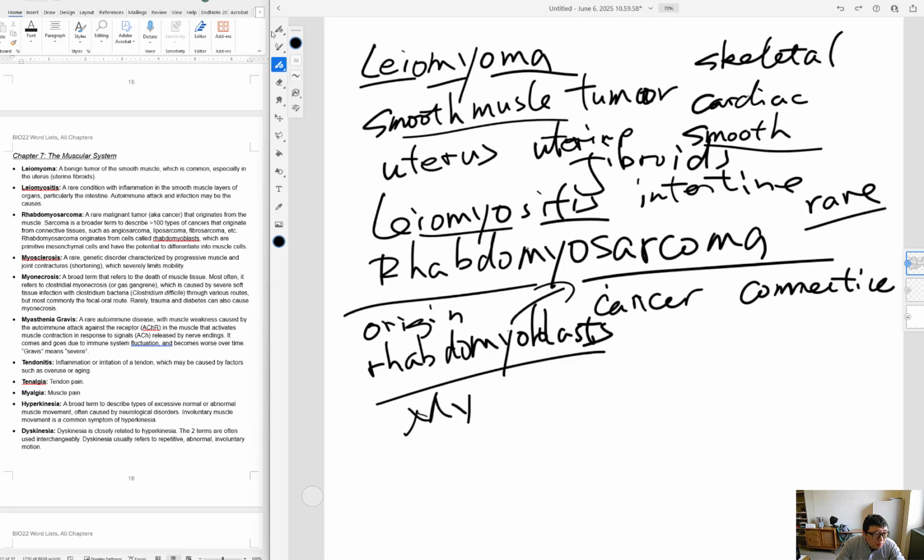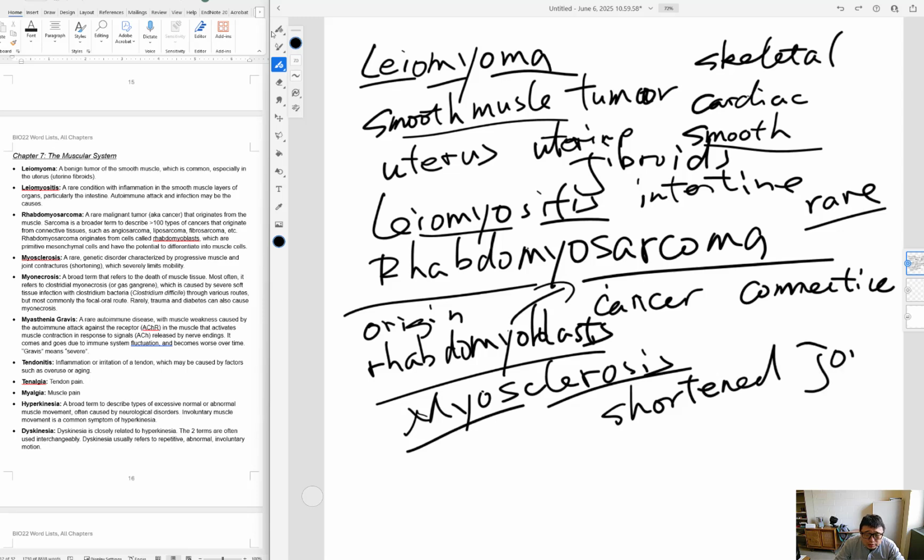Next, myosclerosis. Myo, muscle, and it's a genetic disorder. Sclerosis seems like hardened muscle, but actually it's mostly not caused by muscle issues, but caused by shortened joints, not really the muscle.